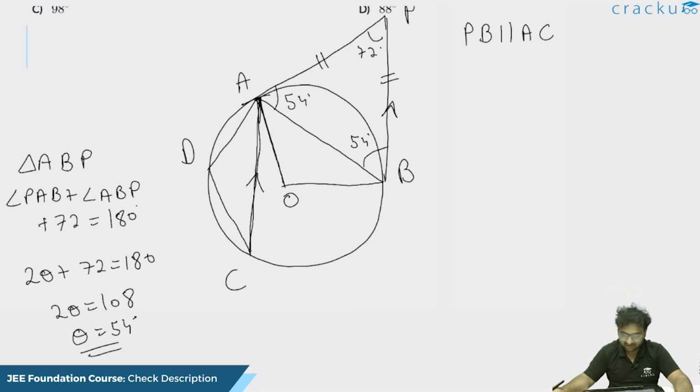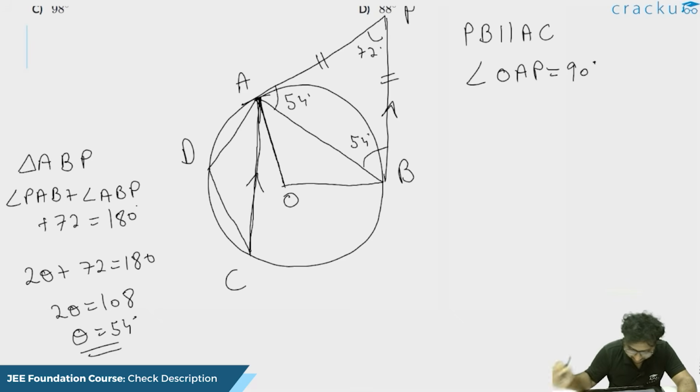Sorry for my bad drawing. Okay. Now we also know that angle OAP is equal to 90 degrees. Why? Because the tangent makes 90 degrees with the radius at the center. Okay, so OA is the radius, equal to OB, which is also the radius.